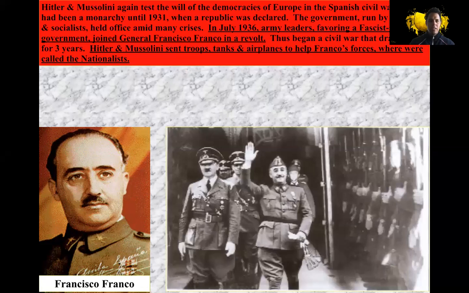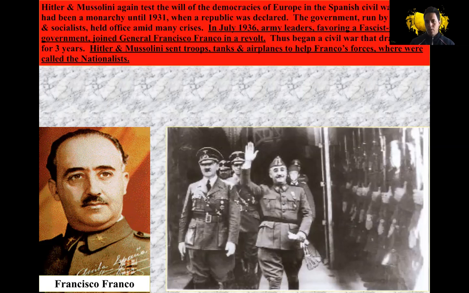So, Hitler and Mussolini again test the will of the democracies of Europe in the Spanish Civil War. Spain had been a monarchy until 1931 when a republic was declared. The government was run by liberals and socialists, but there were many people who favored fascist leanings, and one of them was a general by the name of Francisco Franco, and eventually they began a revolt. Thus, the Spanish Civil War would set up the military and Franco on one side against the civilian government and, I guess, rebels on the other side. I guess you would call them rebels, not sure what else you would call them.